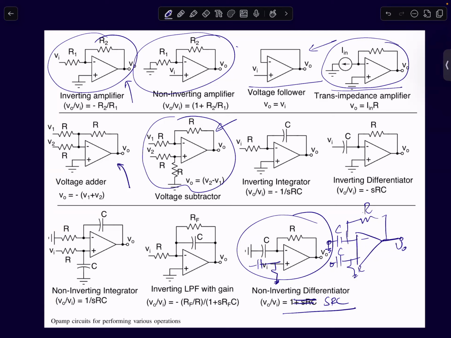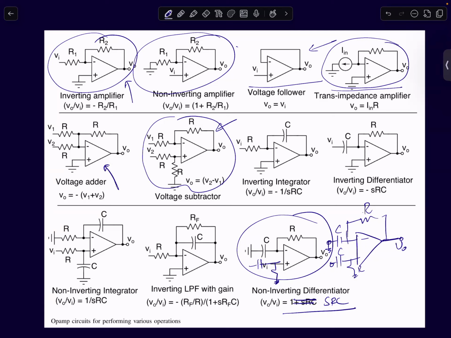We will later see circuits where these are used. You will see that this concept of adding voltages is used in multiple applications. One very famous application is in analog to digital converters. So once we discuss those topics, at that time I'll talk about it. But this is one application of that.